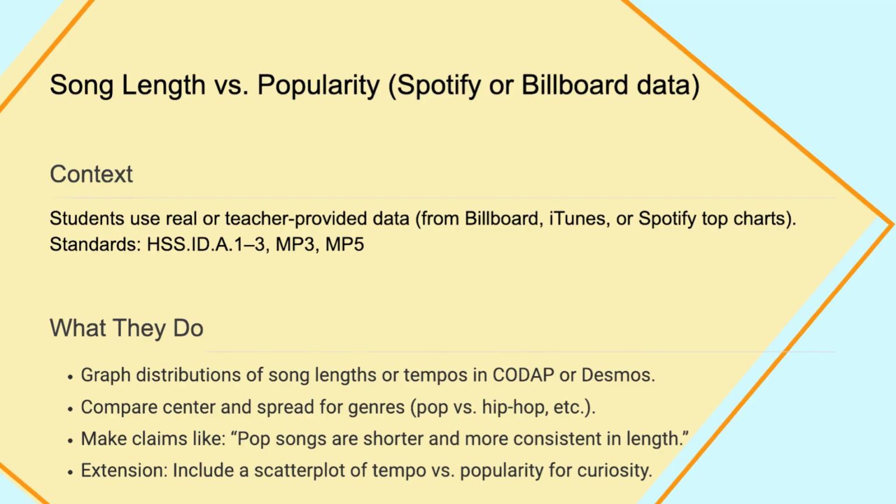Song length versus popularity. Use Spotify or Billboard data to explore how song length or tempo connects to popularity. Are pop songs shorter? Are hip-hop songs more variable? The charts will tell you.